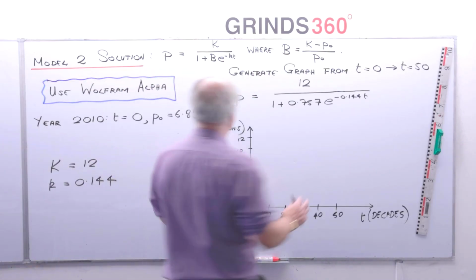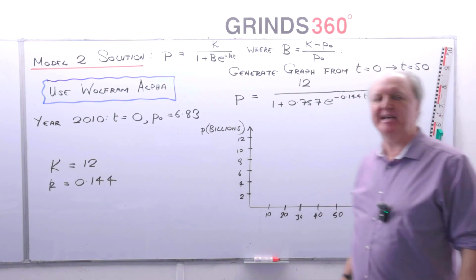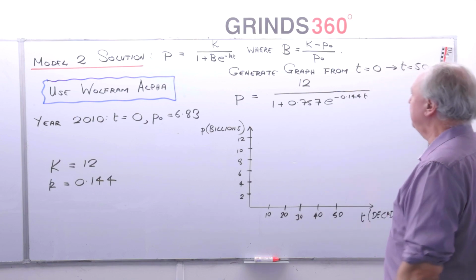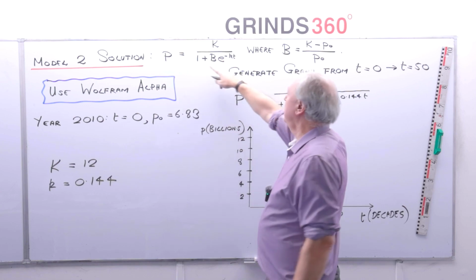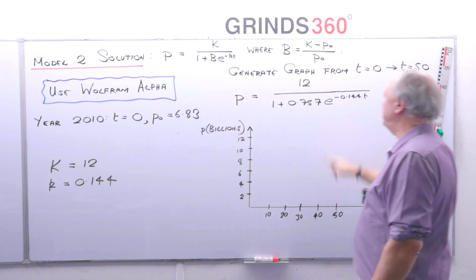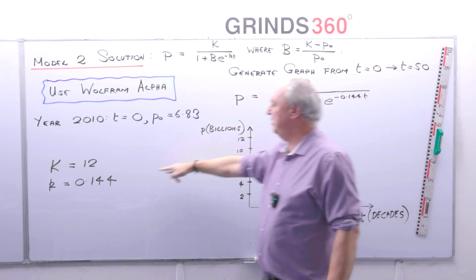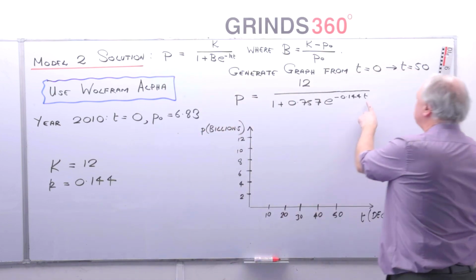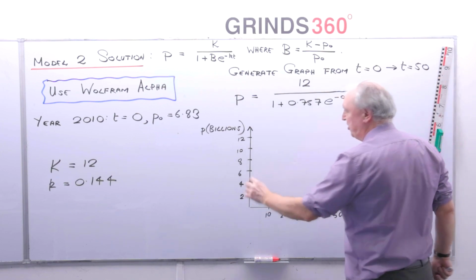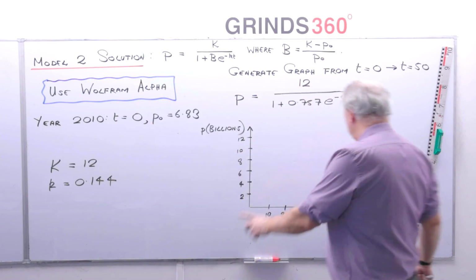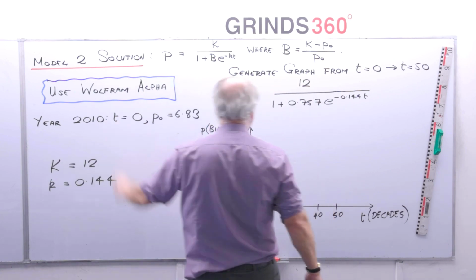Finally, let me generate a graph over a long time. I'm going to go 50 decades. 50 decades would be 500 years. My formula is p is equal to k times, k is 12, over 1 plus b, we worked out b to be 0.757, e to the power of minus k, which I'm taking to be 0.144, times t. So I want to generate a graph from t is equal to 0, which is 2010, to t is equal to 50, which is 50 decades, 500 years beyond that.